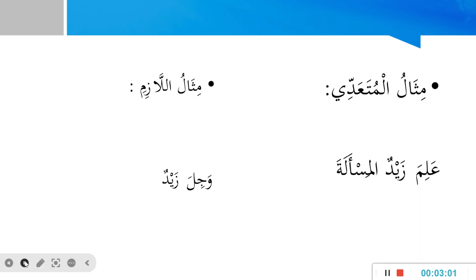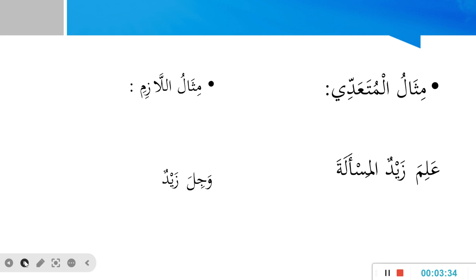So let's look at an example of transitive. علم زيد المسألة. That is, Zaid knew the issue or the question. So the verb knew or the verb know, it is what? It is transitive because it receives its object directly without adding any preposition, and that is transitive as you know.